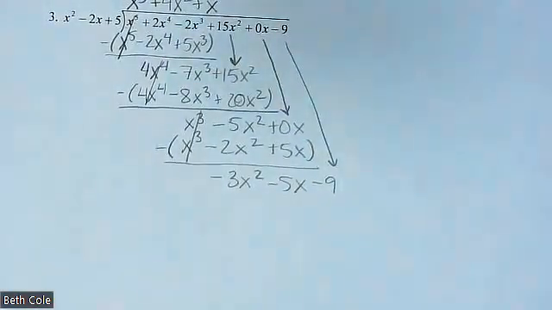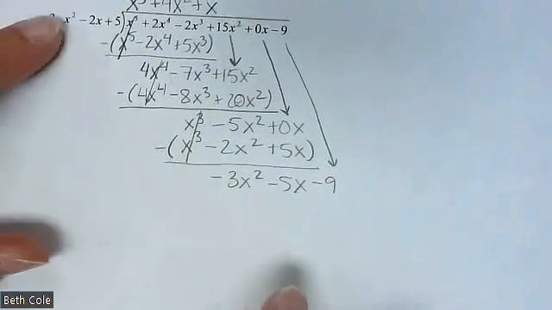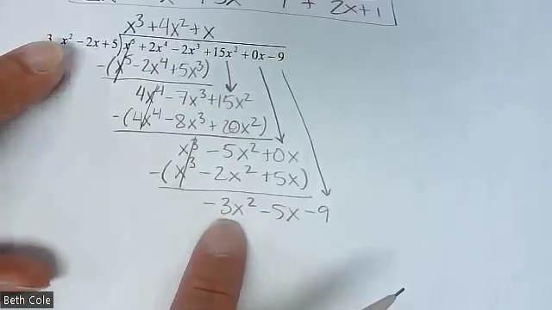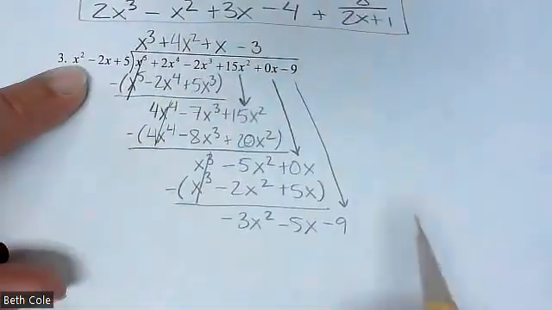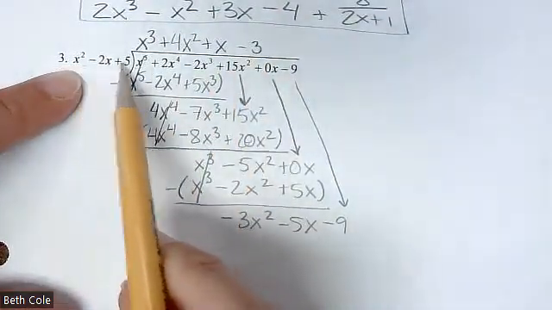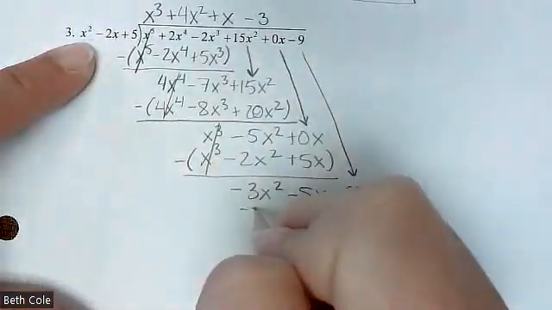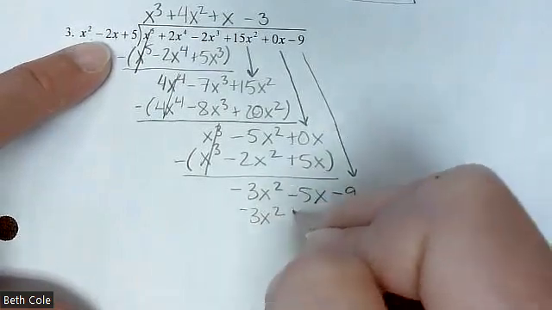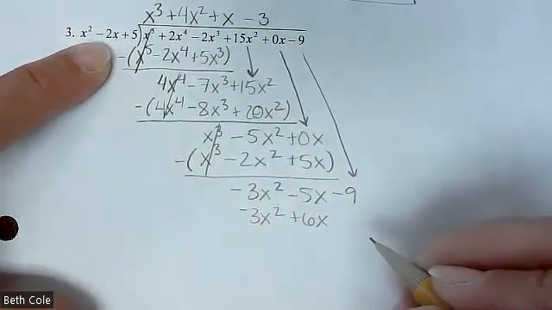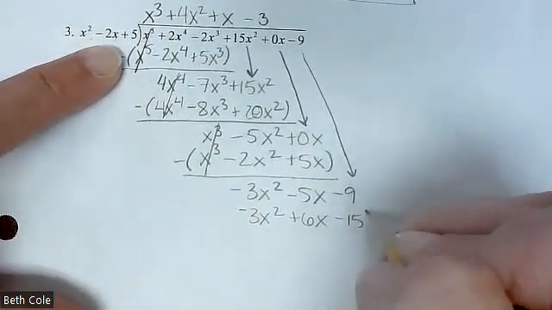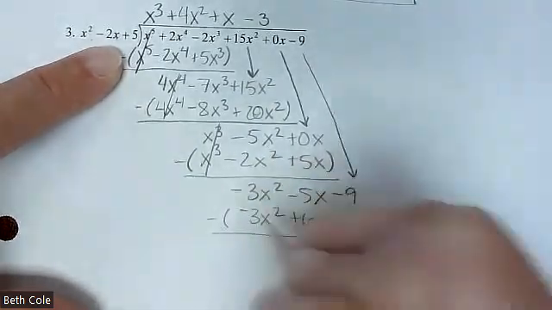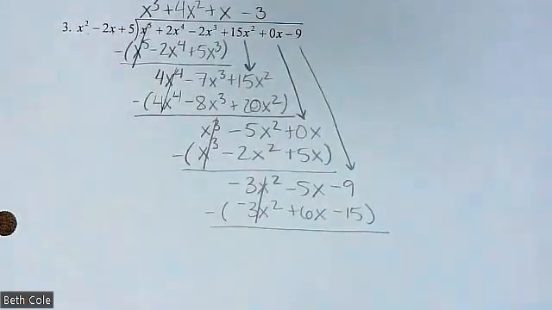And then this is the last one. So I have an x squared. I want it to be a negative 3x squared. That means I multiply by negative 3. If I distribute a negative 3 through there, I'm going to get negative 3x squared plus 6x minus 15. And whatever I get here is my remainder. We're done. After this, we'll just tack it on at the end.